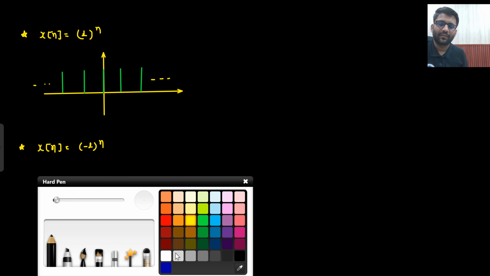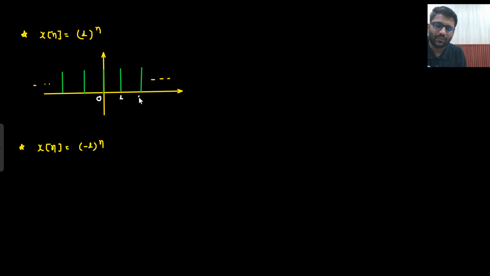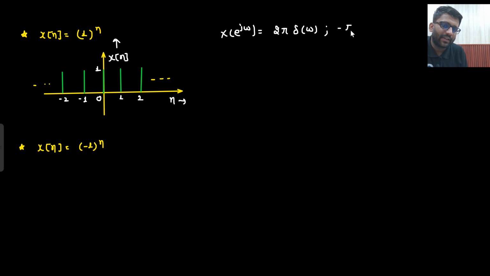This is your 1 to the power n, right? Always 1 1 1 1, at 0 1 2 minus 1 minus 2. It is always 1. This is your x of n versus n. And what is X e to the power j omega here? That is 2 pi del omega, if I talk about only between minus pi to pi. What does that mean? That means only omega equal to 0 is passed.